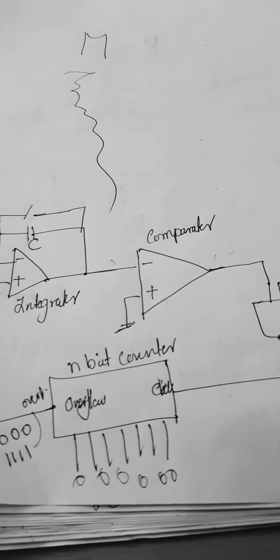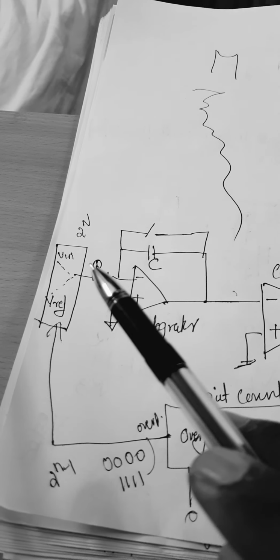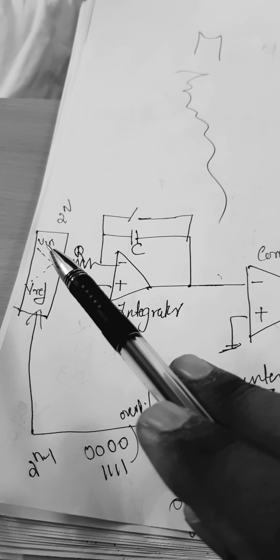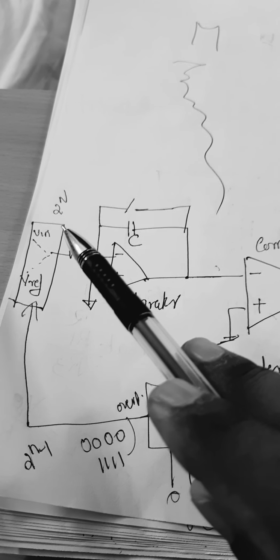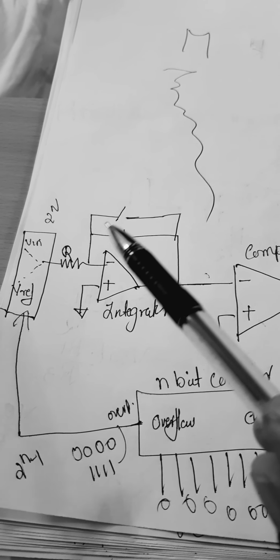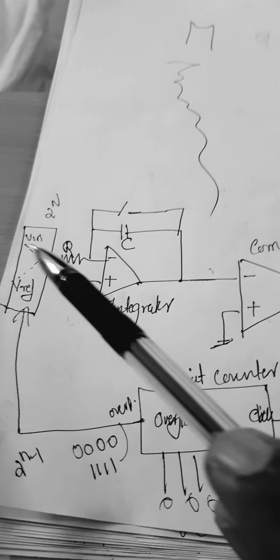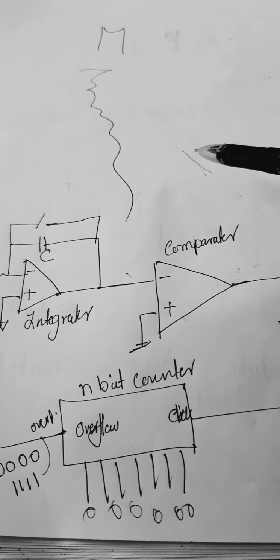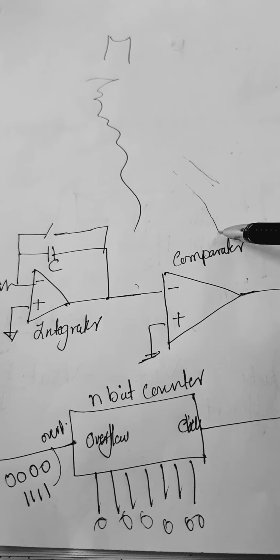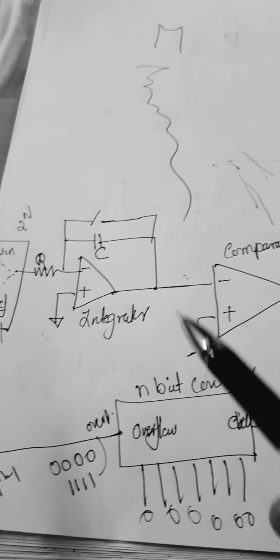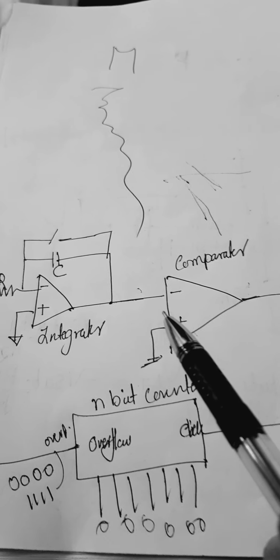What you have to understand here is that when you apply Vn, we don't know what it is; sometimes it may be 5 volts, sometimes 10 volts. It allows the integrator to integrate depending upon Vn, and the slope also changes. Sometimes it may be a small depth, otherwise a big depth.